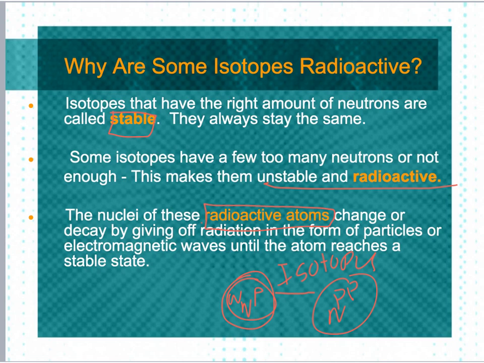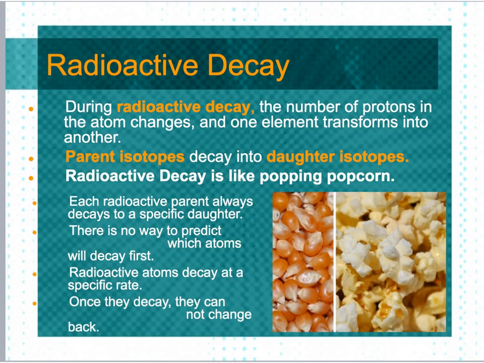So they will decay, and this is another key term you need to know. They will decay until they have reached a stable state. So we're going to look more at what that means, decay. During radioactive decay, most of these slides, you probably want to write most of this material down. I know this is going to take a little bit longer. During radioactive decay, the number of protons in the atom changes, and one element transforms into another.